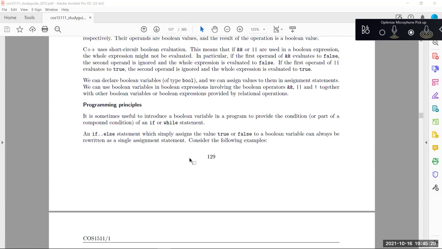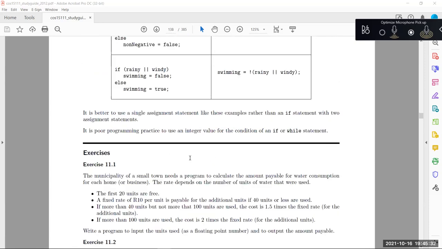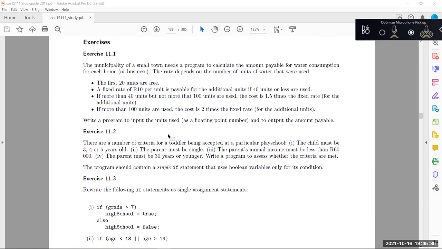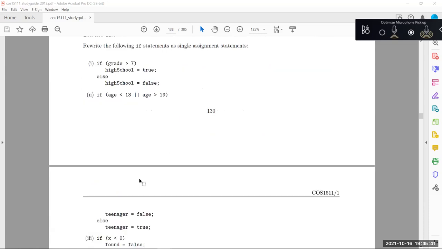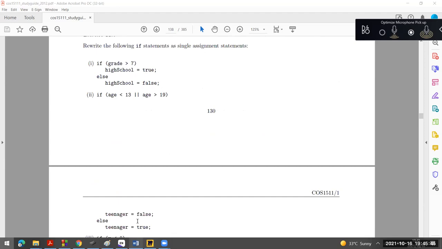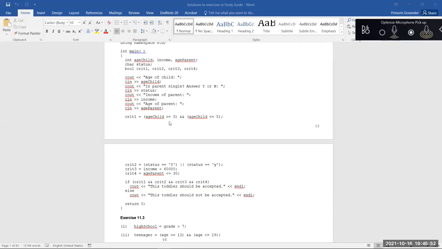And also, do an exercise. Exercise 11.1, exercise 11.2, 11.3. One of them. Do you have the solutions for this, Chantelle? Do you have the solutions? I think so. I'm offering it to you. I think you sent us the solution. Yes, I did. There's the solutions.